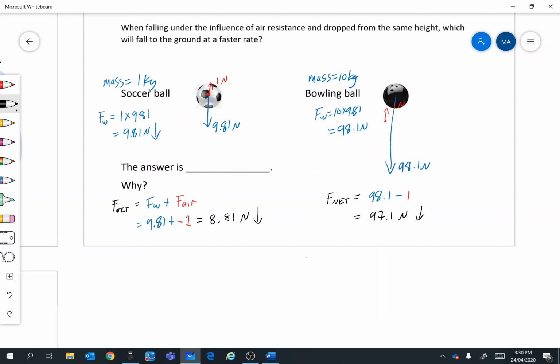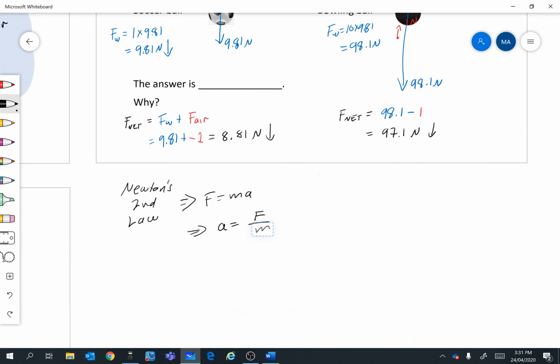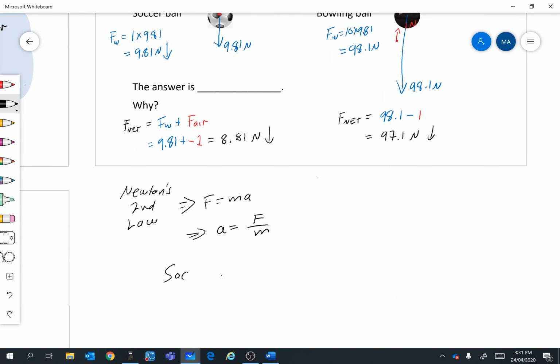So remember from Newton's second law that force equals mass times acceleration. So this means acceleration is equal to force divided by mass. Okay, so for the soccer ball, the acceleration is equal to force, 8.81, divided by mass, which is 1 kilogram. So 8.81 meters per second squared downwards.